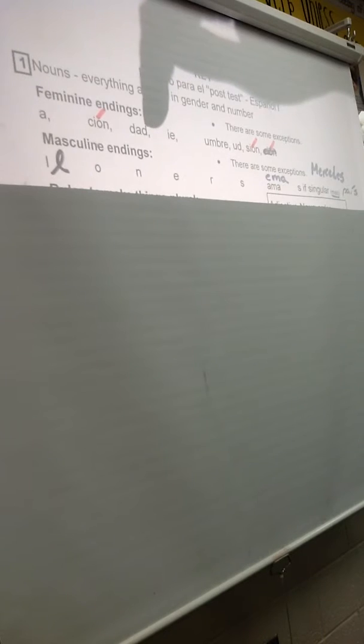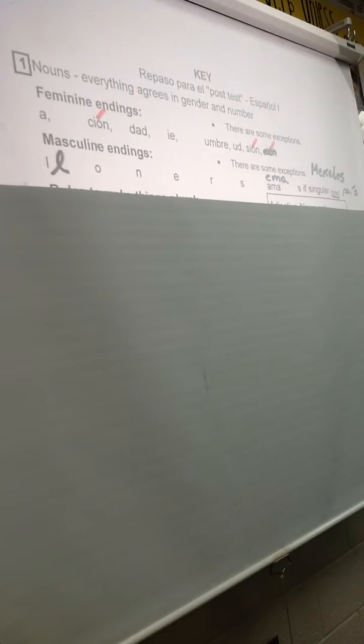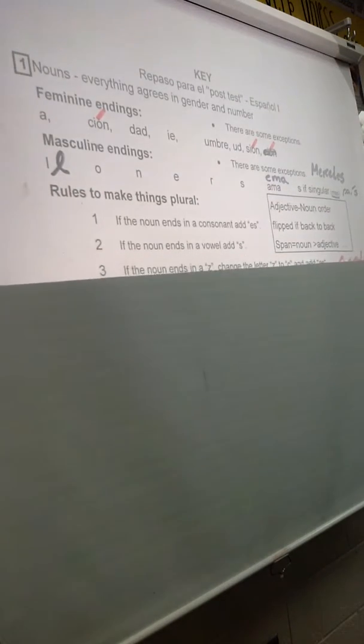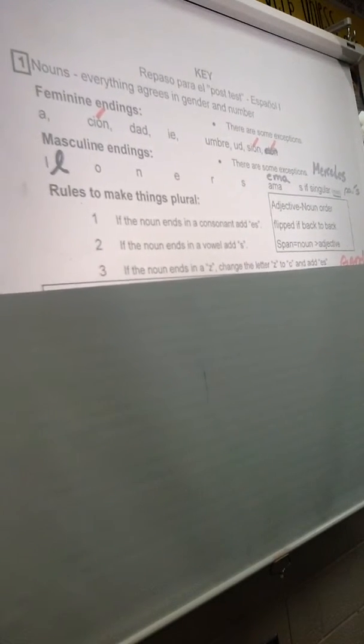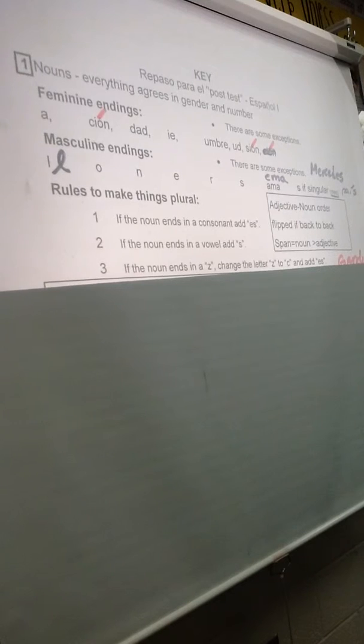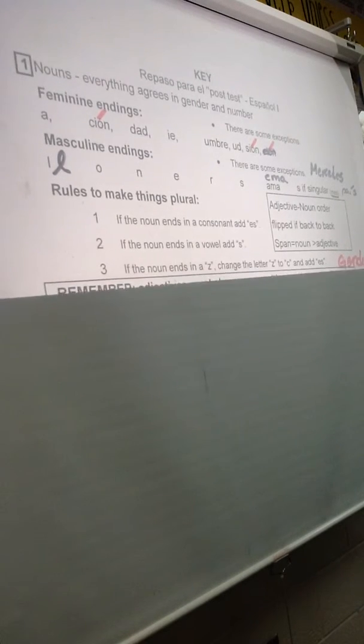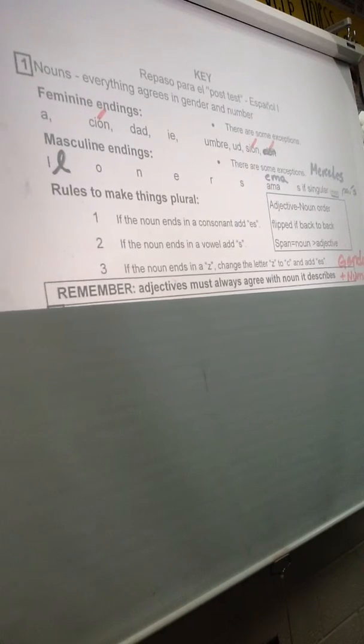Yes, right there. Okay. Alright, then rules to make things plural. If a noun ends in a consonant, then you add ES. If it ends in a vowel, you add S. If it ends in a Z, which not too many do, the word lápiz is a common one, change that Z to a C, and since C is a consonant, then you add ES.